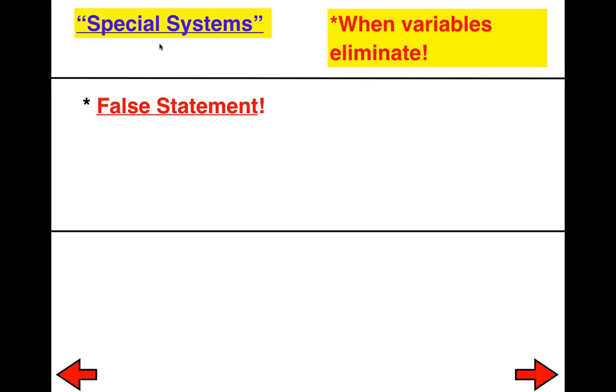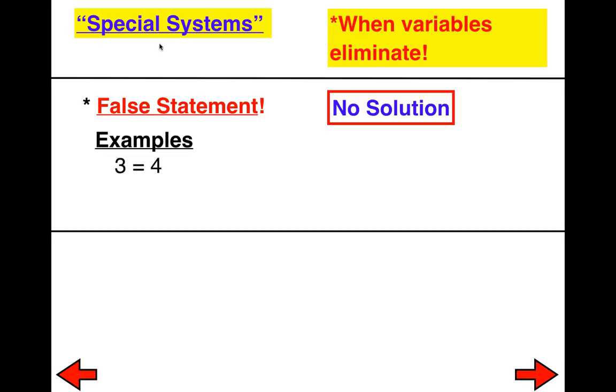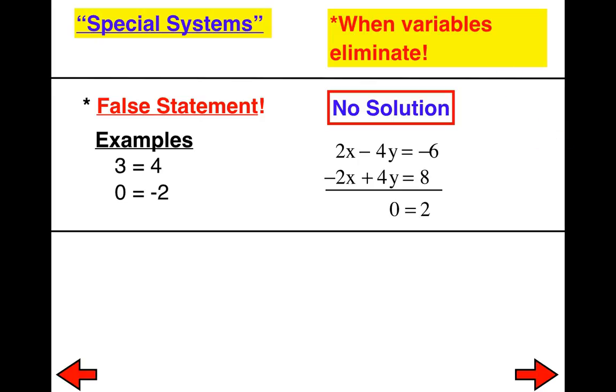If variables eliminate and you end up with a false statement, your answer is no solution. Quickly, let me give you some examples. 3 equals 4 is a false statement. 0 equals -2 is a false statement. All of these would give me the idea that it's going to be no solution. In an example like this, you'll see the x's eliminate and the y's eliminate. So you're seeing variables get eliminated, and you also recognize, hey, look, that is a false statement.